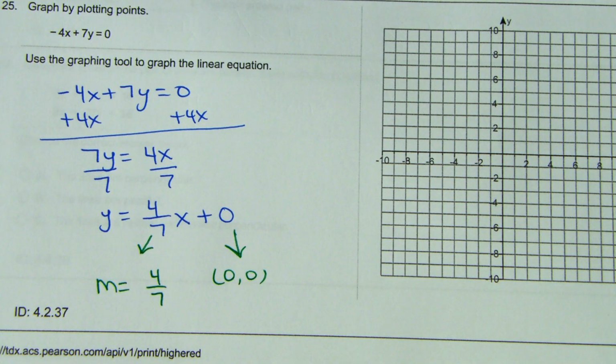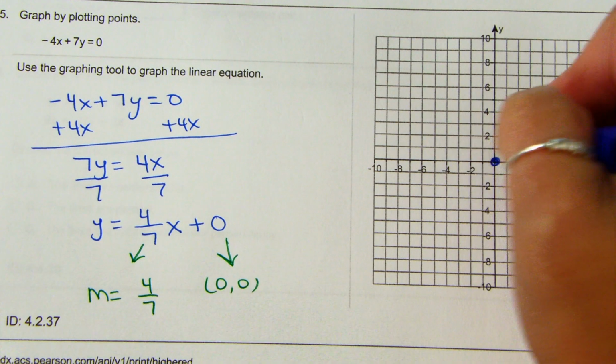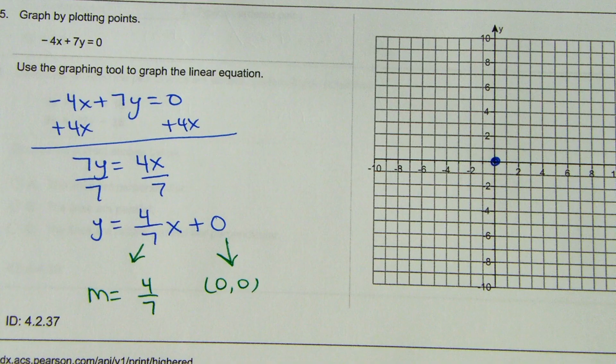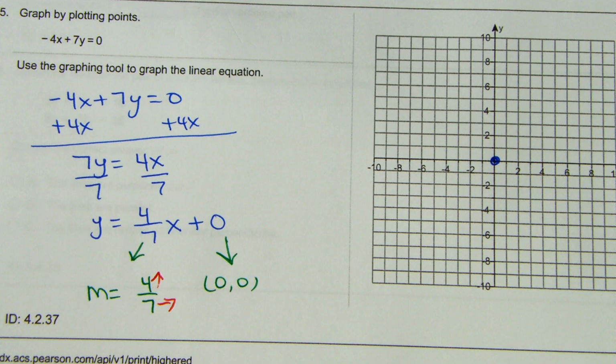So 0, 0 is the origin, so it goes right here through the middle. So I'm able to drop that point. And then my slope is a positive 4/7. That means I'm going to go up 4 and to the right 7 units from the origin.